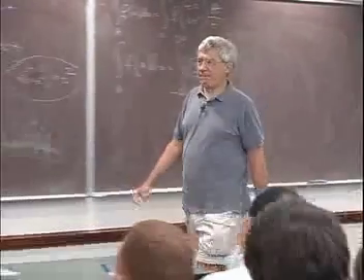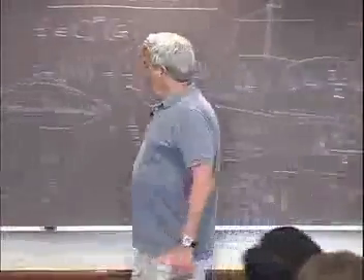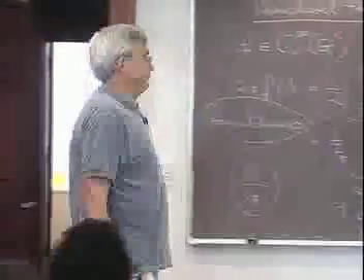Mm-hmm. And that's dy over y, but y is t squared, so it's 2 dt over t. Oh, I see.